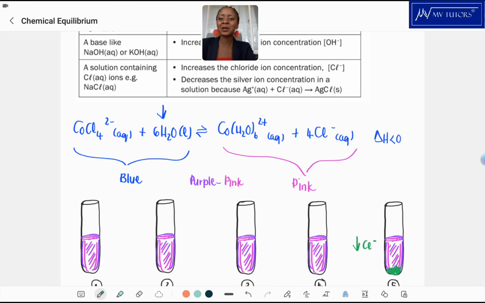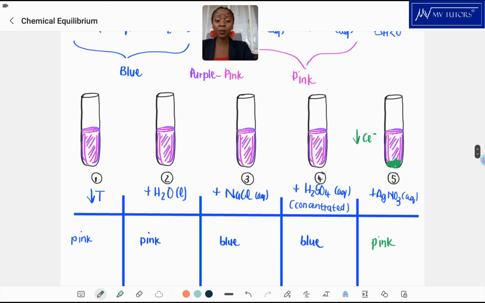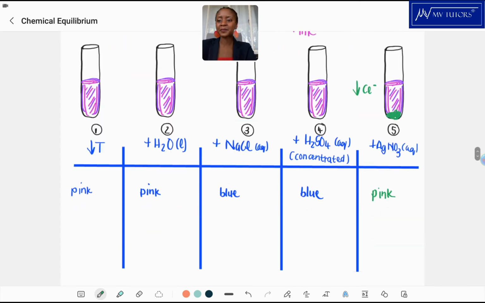So again, your solution would be pink. Just write it in green. It will be pink. And that is how you would answer that. That is basically the common ion effect. I hope it makes sense. I hope you know what's going on, but I hope this example as well assisted in understanding.